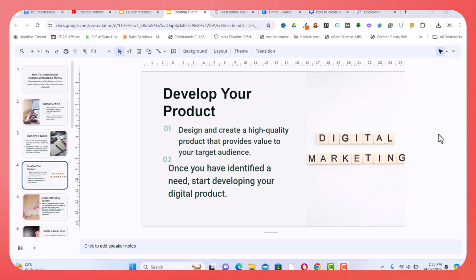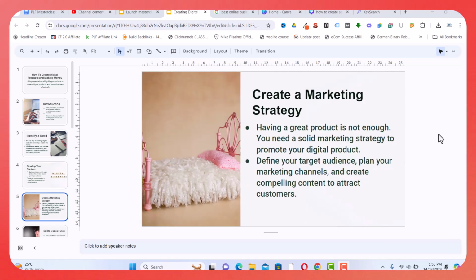Then two, develop your product. Design and create a high quality product that provides value to your target audience. Once you have identified a need, then start developing your digital product. Then let's move to step 3.